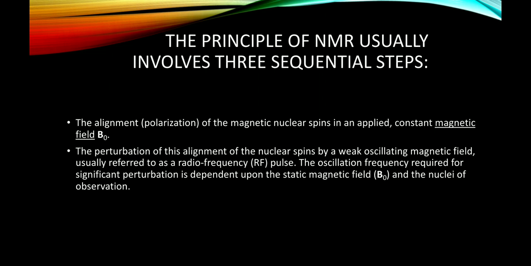Next, we are going to see about the principles. Actually, the principle of NMR usually involves three sequential steps. The first step is the alignment. Alignment, which is called polarization, of the magnetic nuclear spins in an applied constant magnetic field B0. The next one is the perturbation of this alignment of the nuclear spins by a weak oscillating magnetic field, usually referred to as a radio frequency, that is RF pulse. The oscillation frequency required for significant perturbation is dependent upon the static magnetic field, which is called B0, and the nuclei of observation.